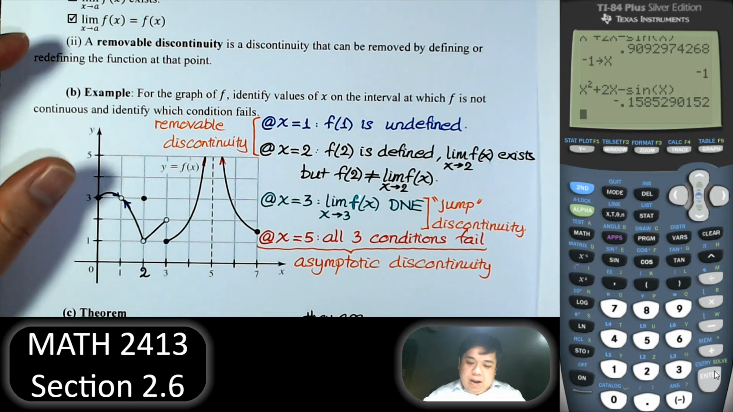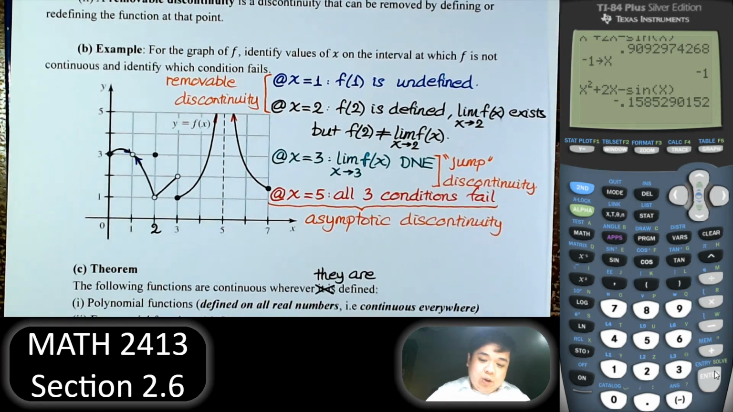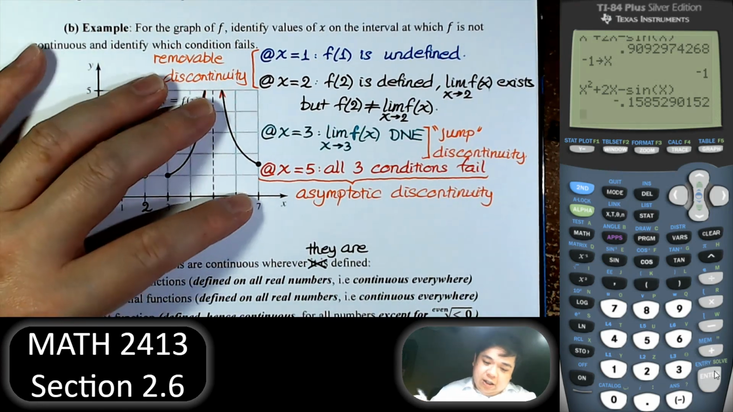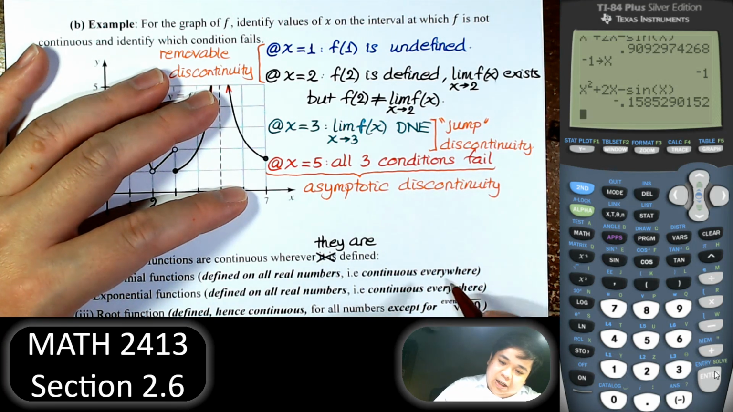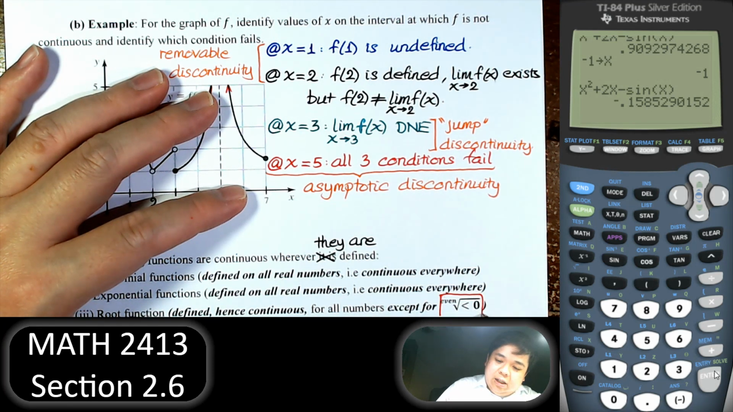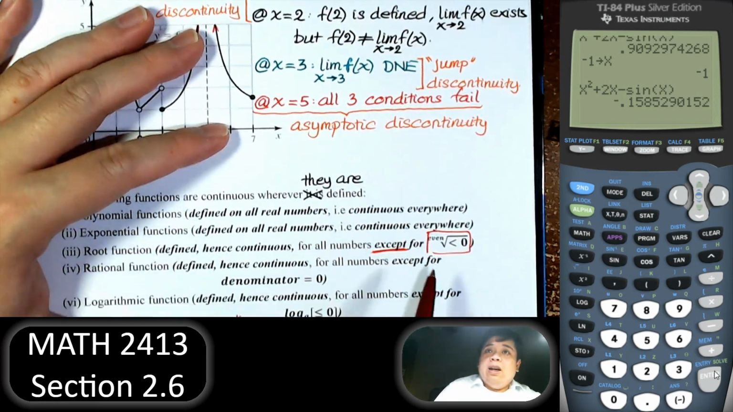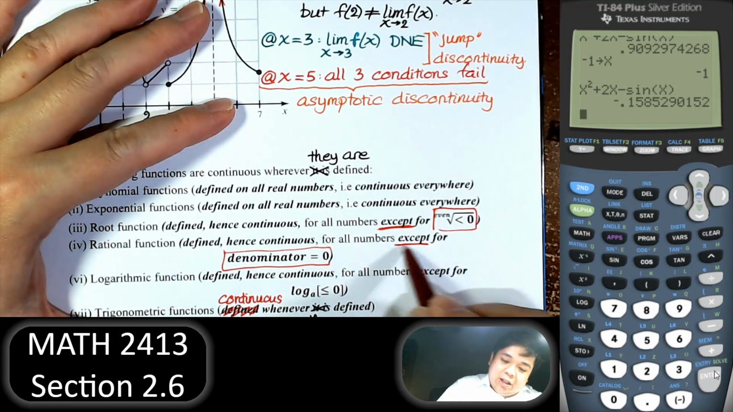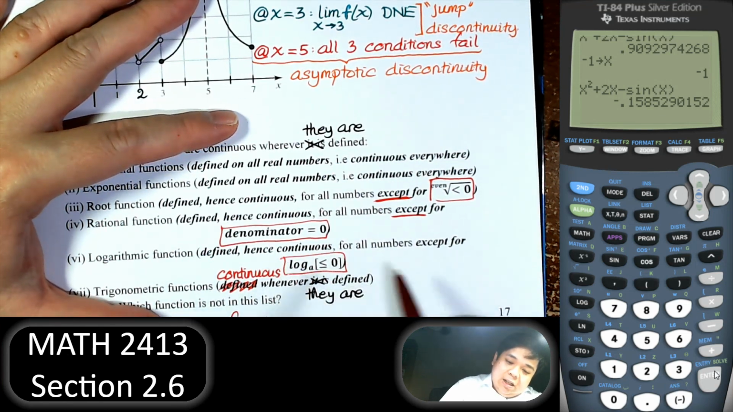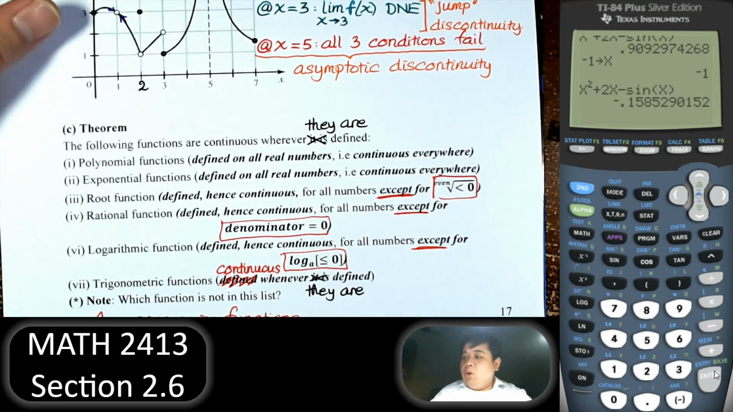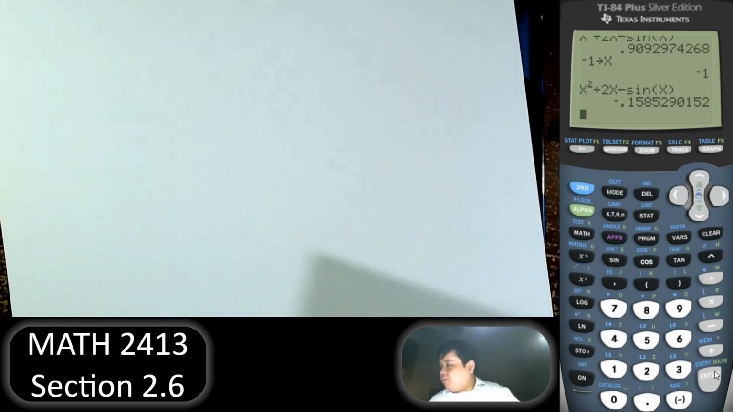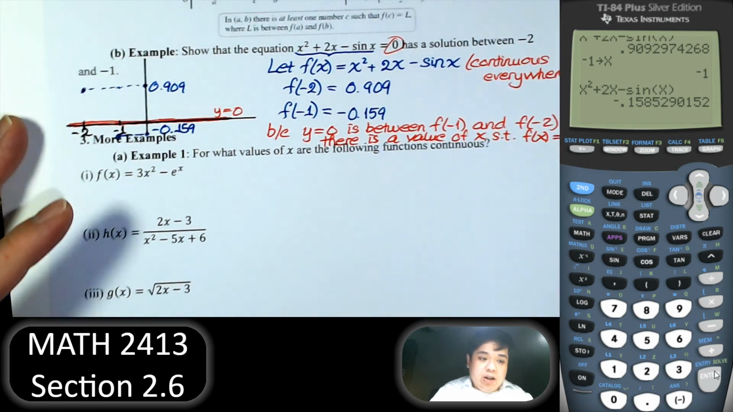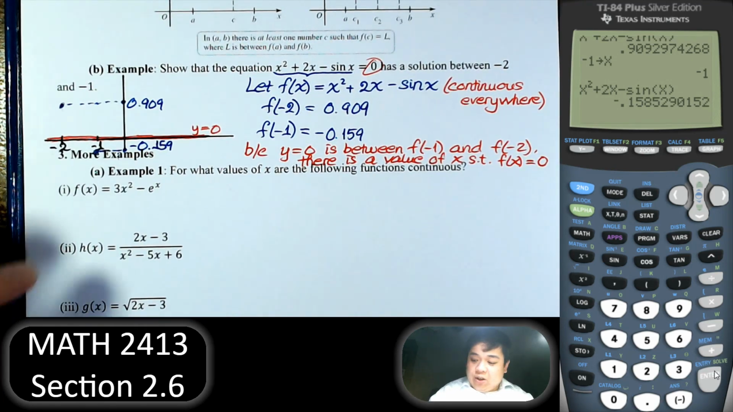Let's go back to this page. There are 3 things we need to watch out for. The first one is an even root. Then, the denominator equal to 0 doesn't work either, and this doesn't work either. So those are the 3 things we need to watch out for, and these 2 functions are not those 3 things, so it is continuous everywhere.